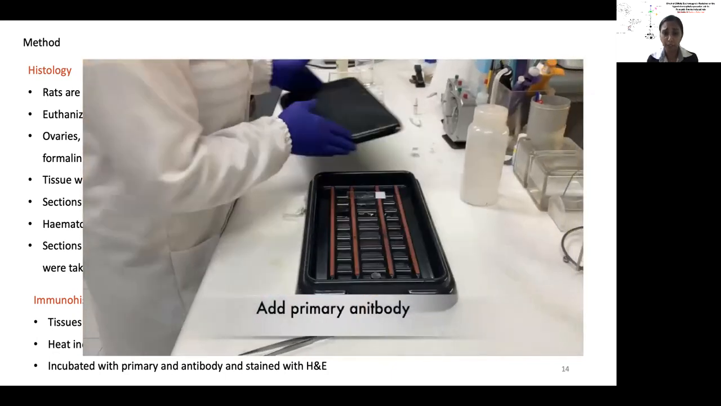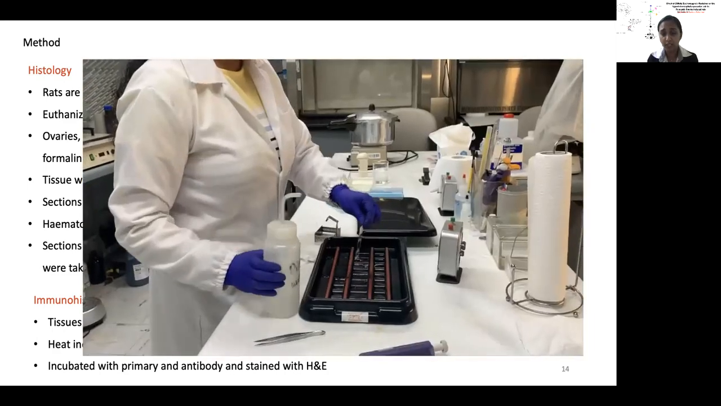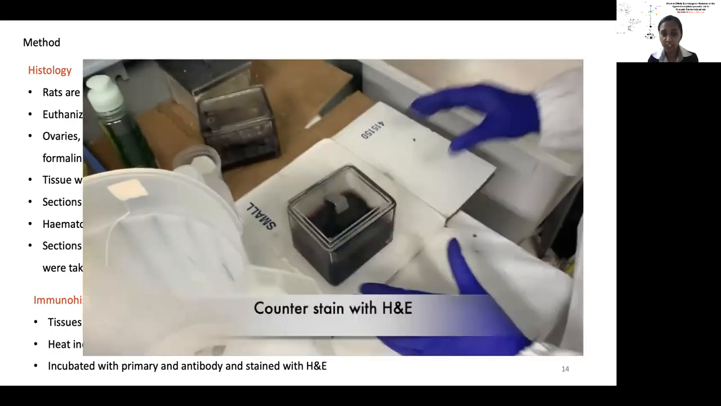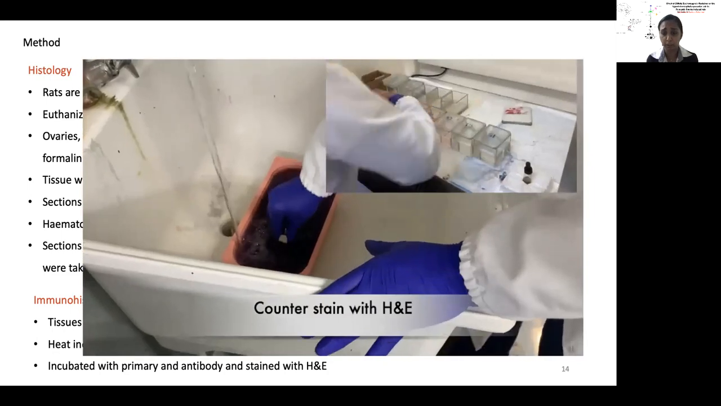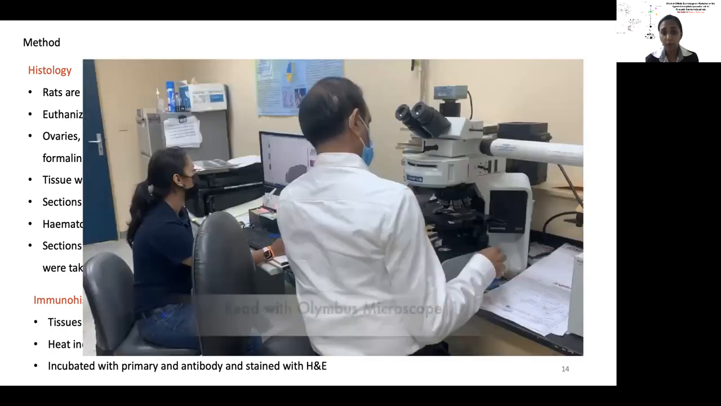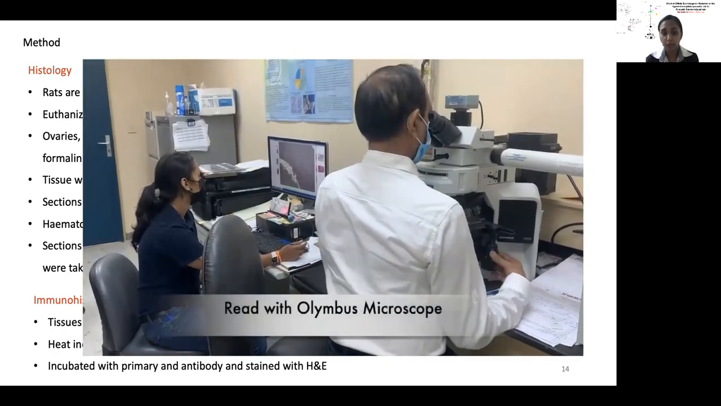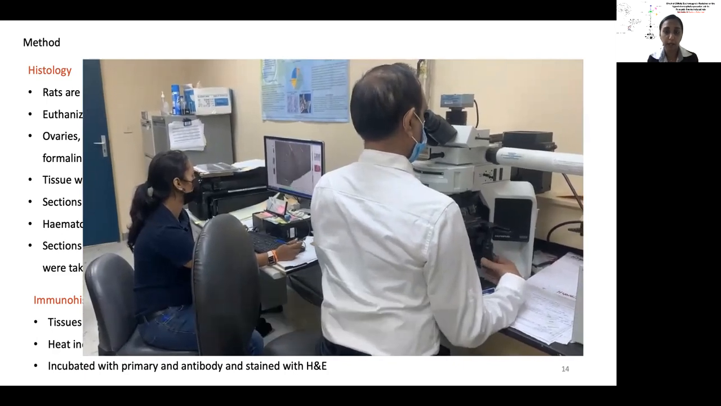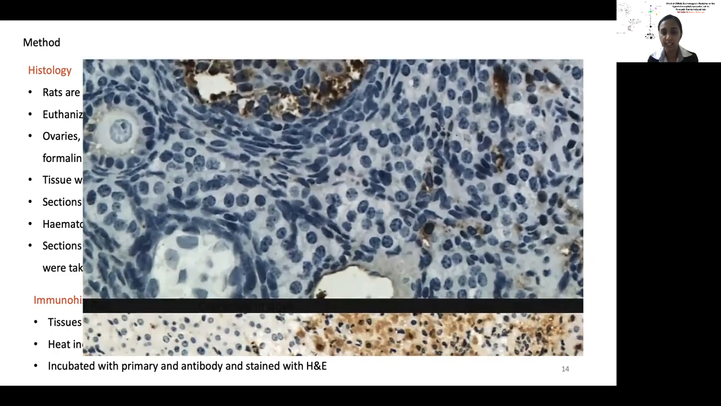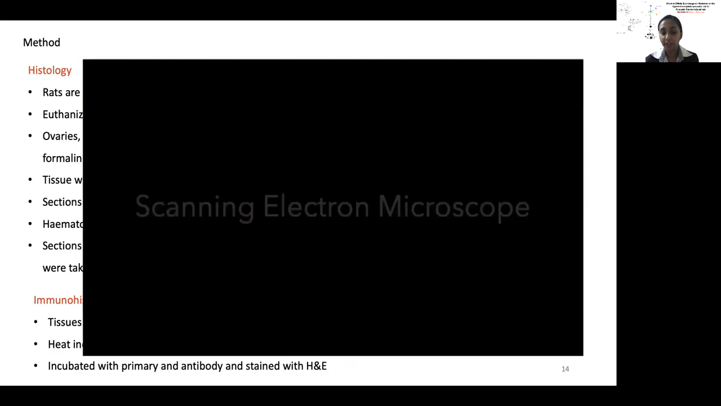The primary antibody was added so that it will bind to a specific antigen, and then it was counterstained with hematoxylin and eosin. When this happened, it was then read with an Olympus microscope with a pathologist. And here you can see the affinity.